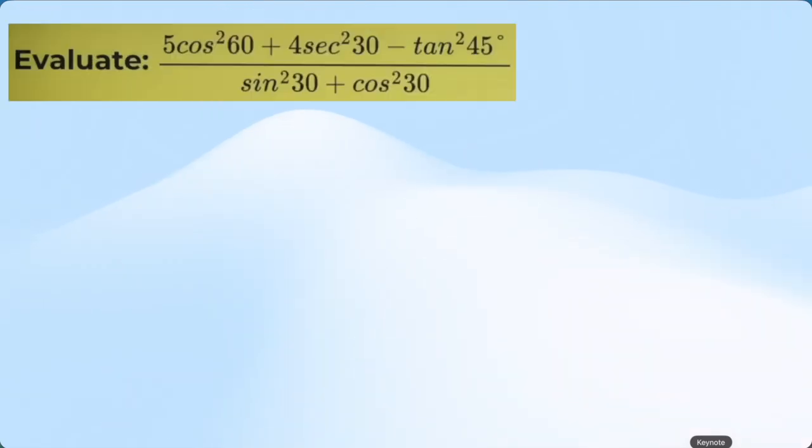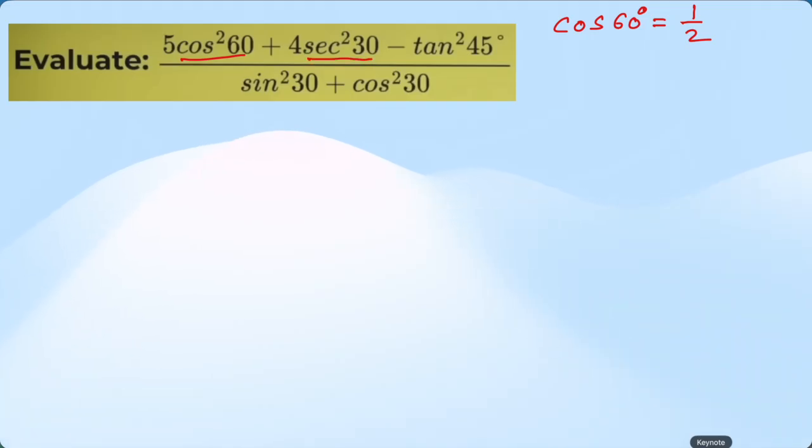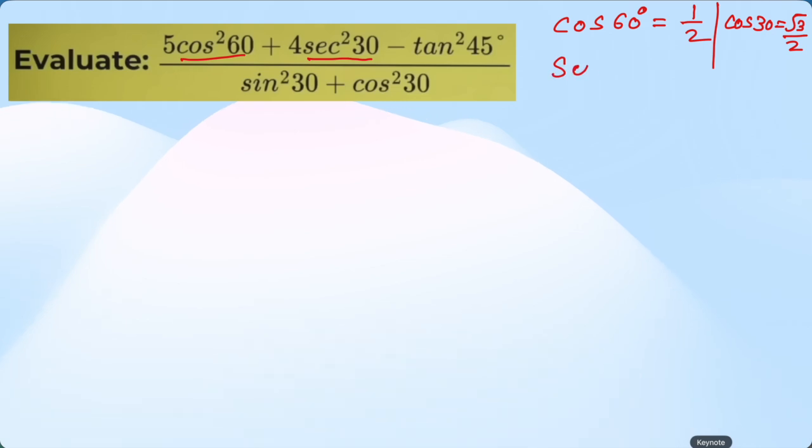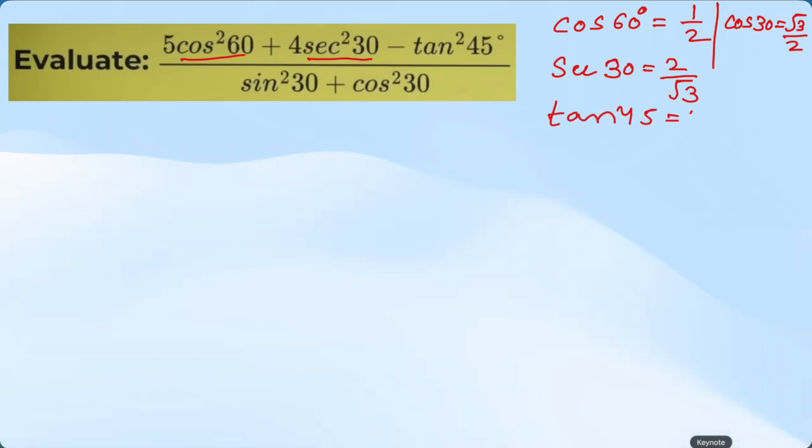Okay, see the question. It is about cos 60. What is cos 60? Good, it is 1 by 2. Then sec 30. Sec 30 means, what is cos 30? Cos 30 is root 3 by 2. So sec 30 will be just the opposite of it. Sec 30 will be 2 by root 3. Tan 45 we know it is 1. And sin 30 we know it is 1 by 2. Clear? We just have to put the values now.